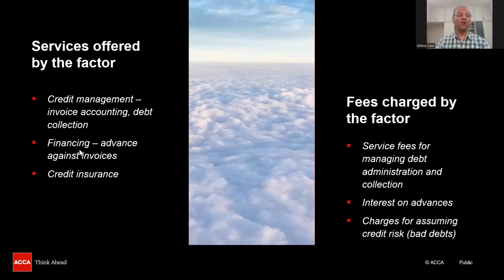And the fees could include a service fee for managing the credit administration and collection work, interest, as I said, on providing advances, and a certain extra fee which can be charged as a premium for assuming the credit insurance, the credit risk, the bad debt risk.